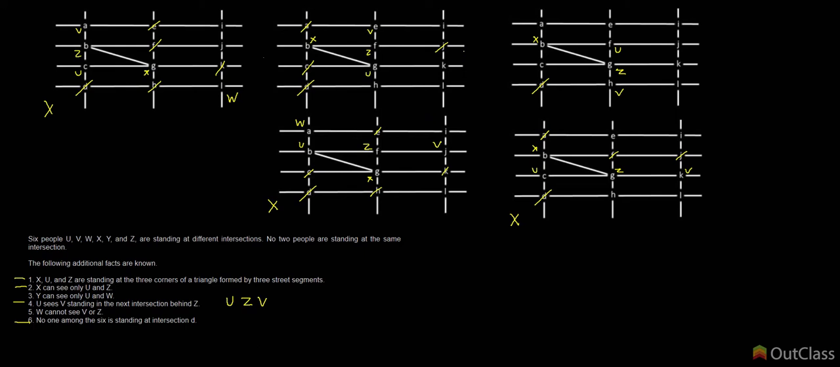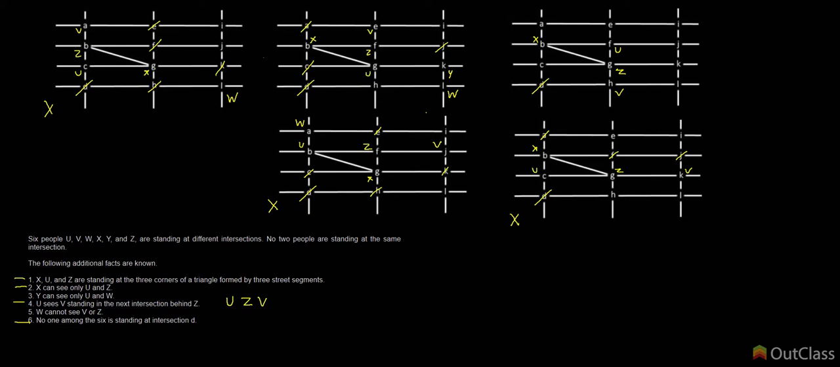W is either at K or L. And what about Y? Y can see only U and W. You want to put Y at a place where it can see U and W, but only U and W. So I think you can put Y here and W here.